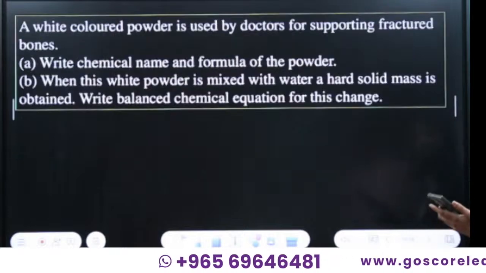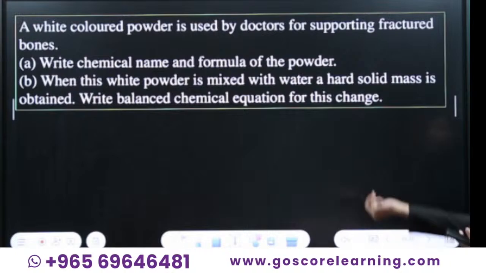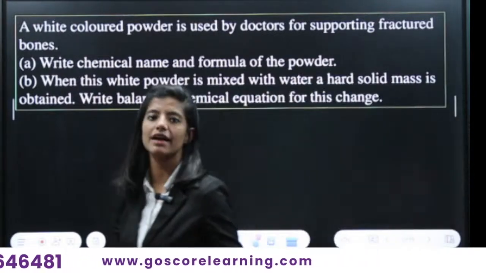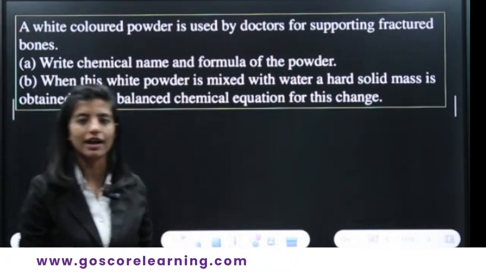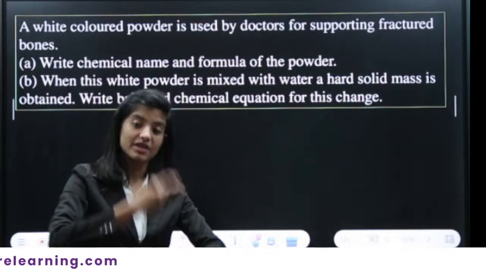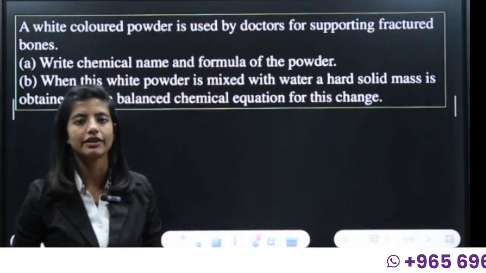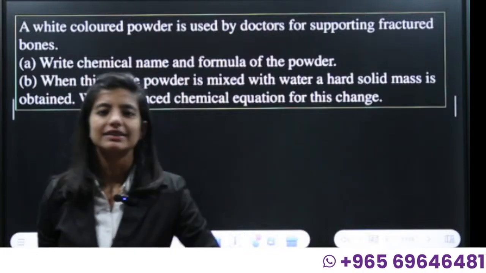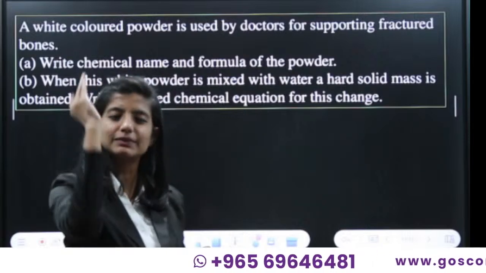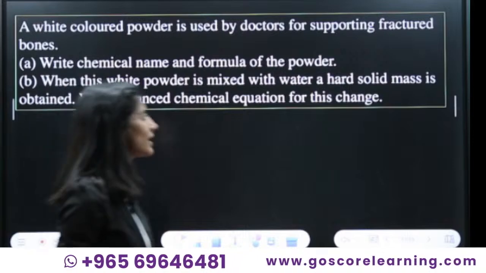A white colored powder is used by doctors for supporting fractured bones. Like in a lifetime you might have fractured your bone, right? And you have the white thing on your hand to get it corrected. What is that white thing on your hand? Everyone must be knowing this, right? That's your plaster of Paris, POP. And they're asking to write the chemical name and formula of the powder.